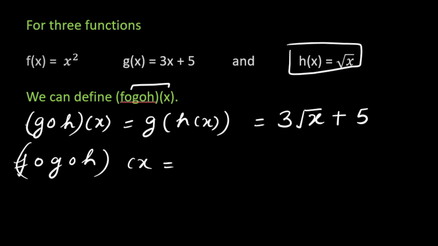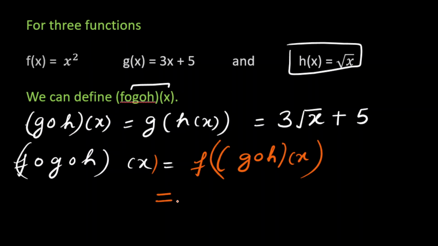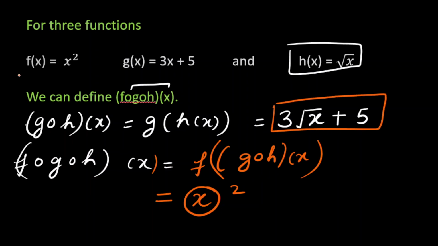So it means we can write it as f(g(h(x))). Here we have to consider the main function as function f, and f is x square. So x square, but in place of x we have to write the value of g of h, because we are plugging g of h into f. So that's why in place of x I have to write the value of g of h.